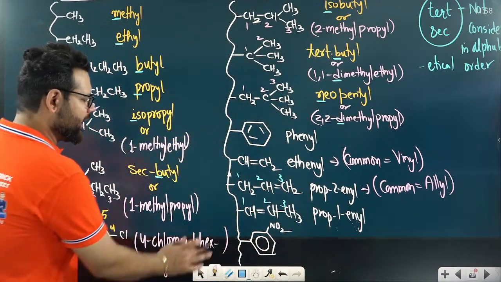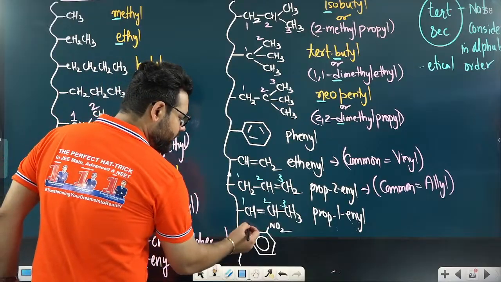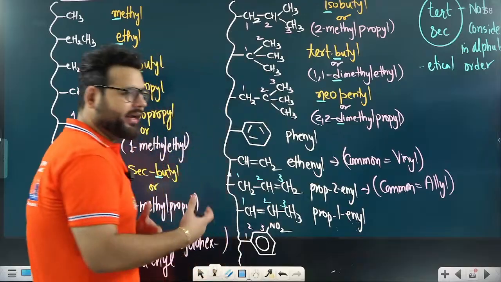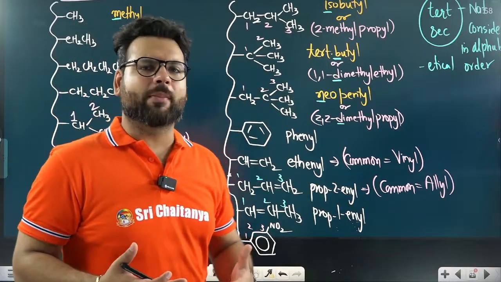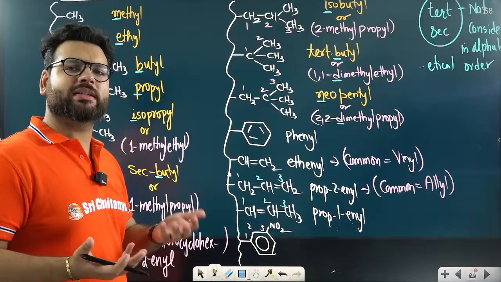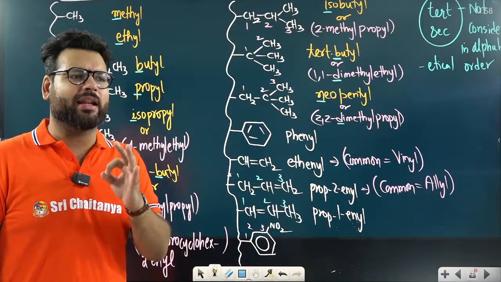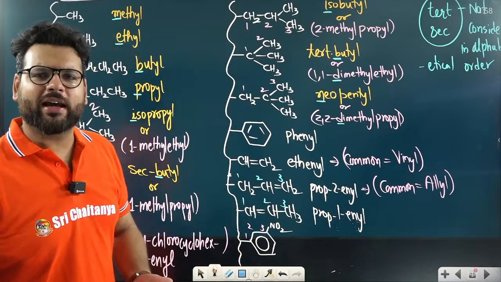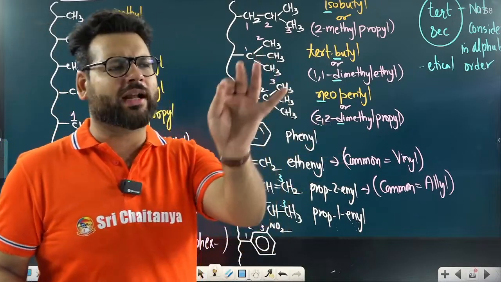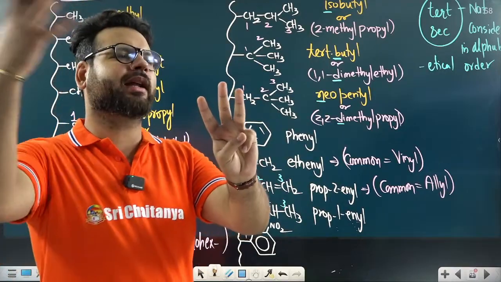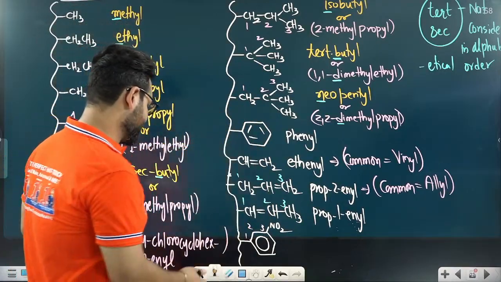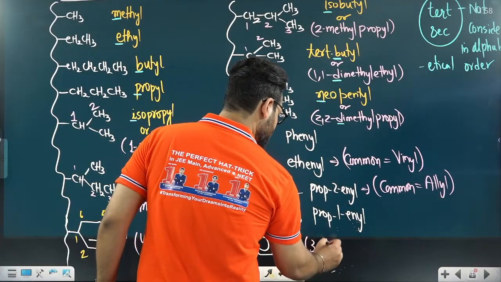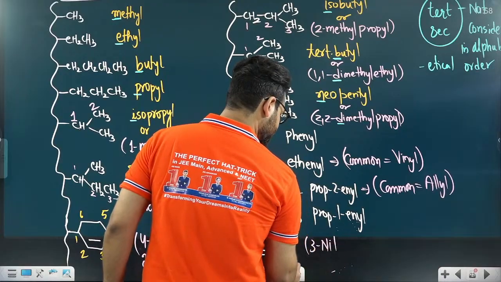Now this is a phenyl. Numbering you do 1, 2, 3: 3-nitrophenyl. As a compound it was 3-nitrobenzene, but now it's a side chain. On a side chain, the name must end with -yl. It's a phenyl in which the third position has a nitro group substituted. 3-nitrophenyl.